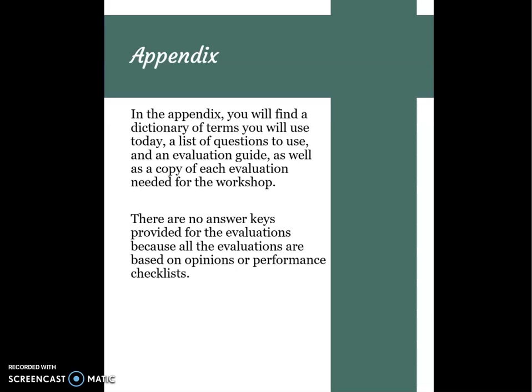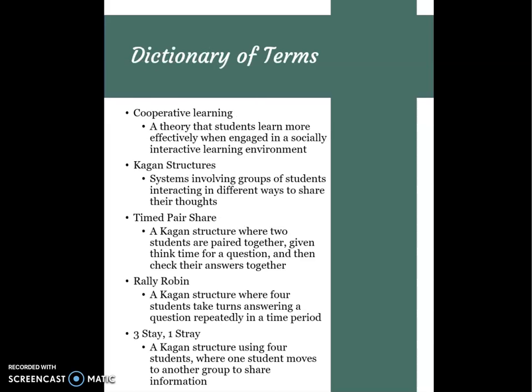Here's my appendix, and in the appendix I have the dictionary of the terms I will use, a list of the questions, like the social and the academic questions the instructor could use, an evaluation guide, as well as a copy of each of the evaluations. I don't have any answer keys because all the evaluations are surveys or performance checklists for the instructor to complete.